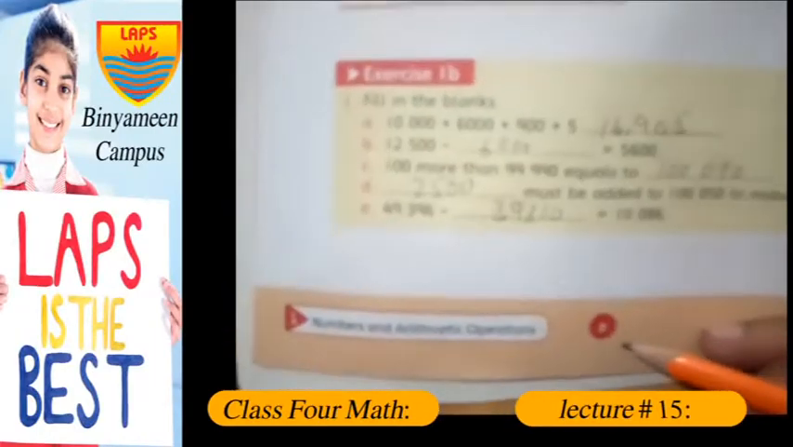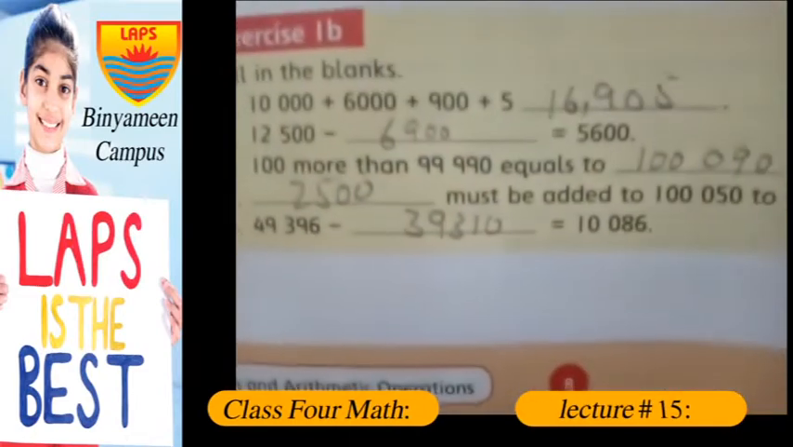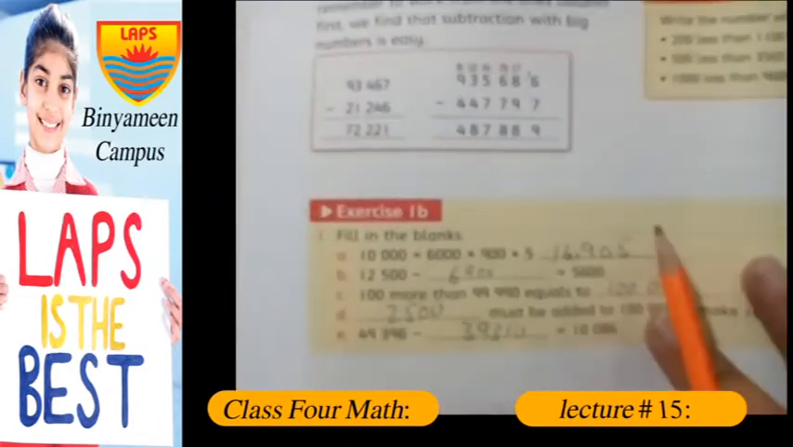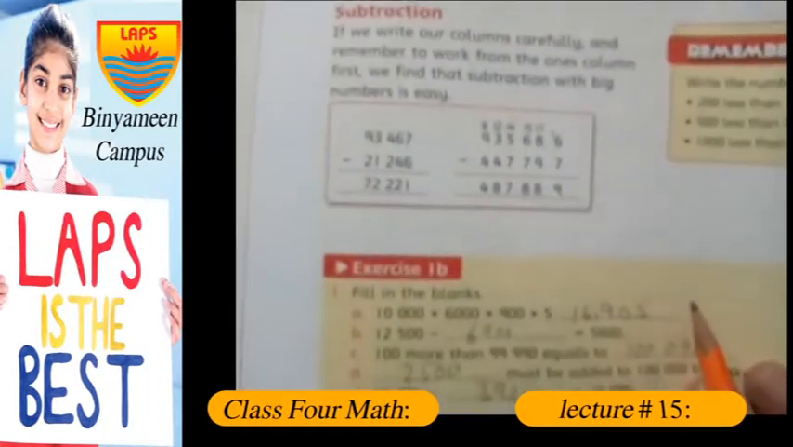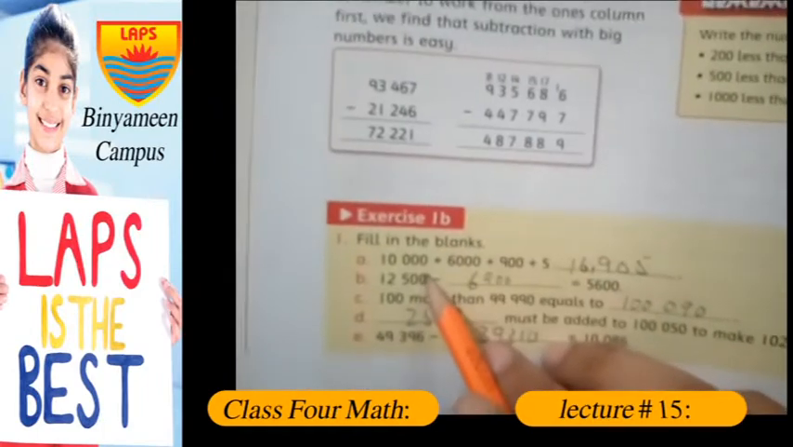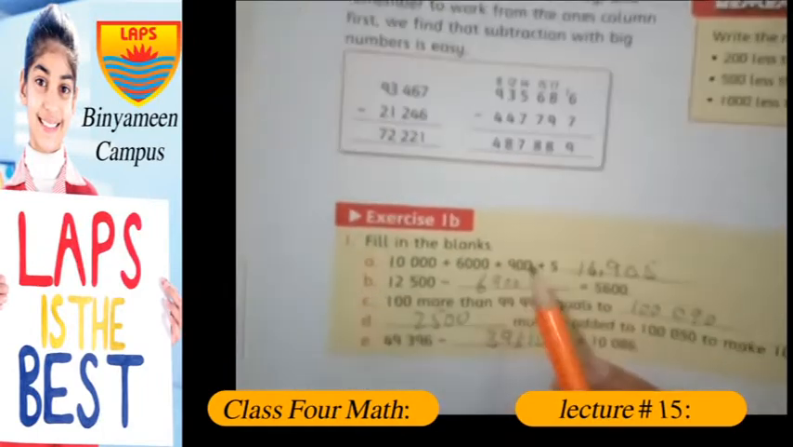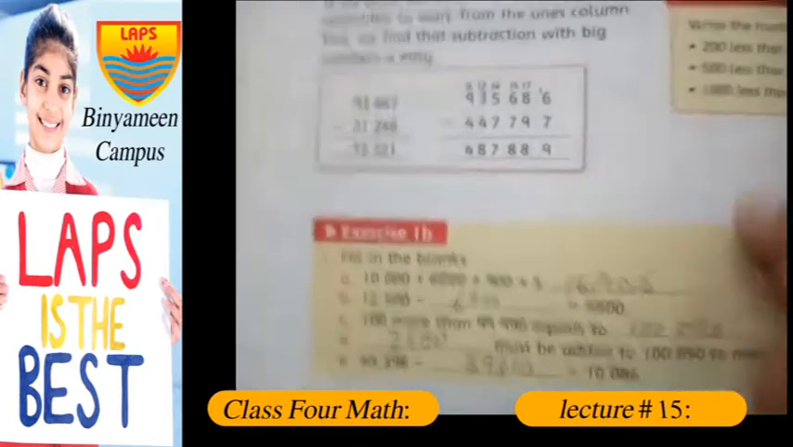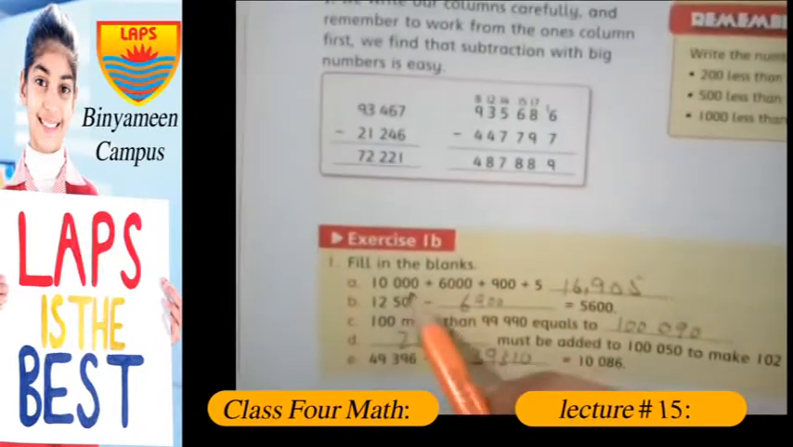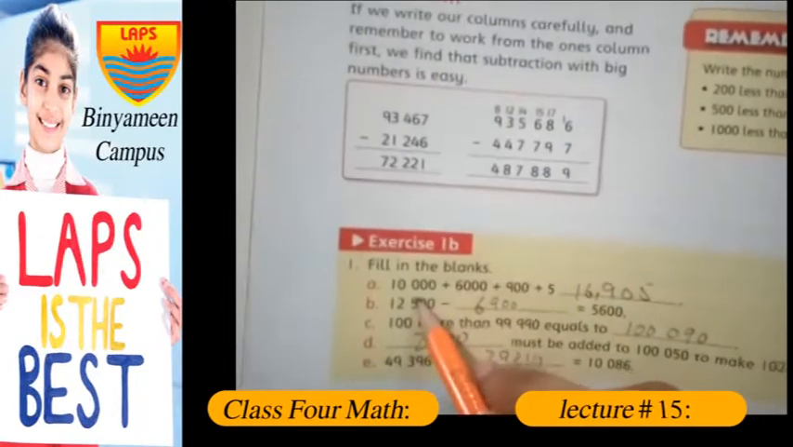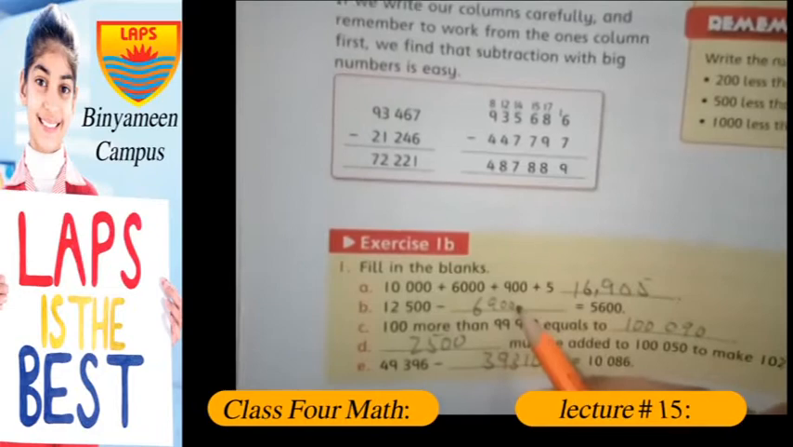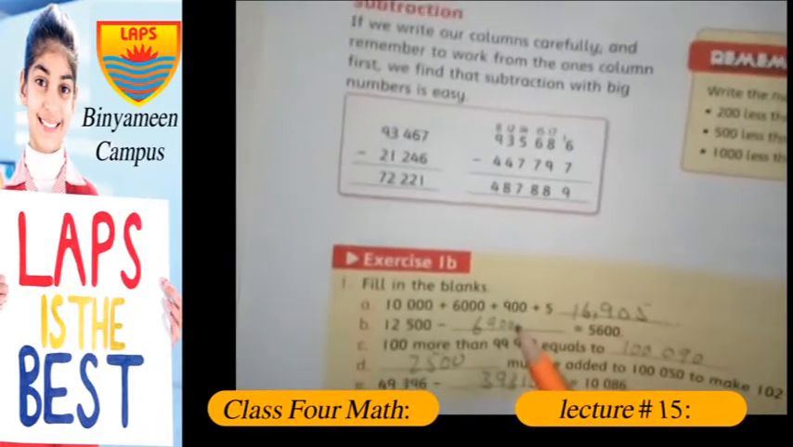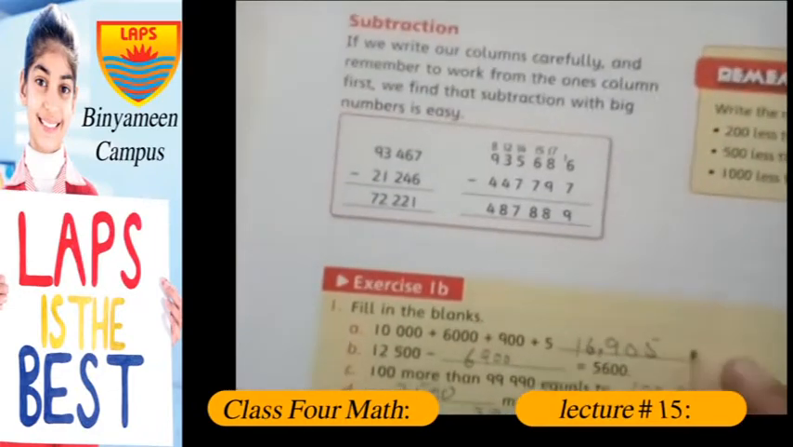If you open your books to page number 8, we will be solving these blanks and the true false. Now the first one says if we add 10,000 and 6,000 plus 905, we get 16,905, because if we add 6,000 to 10,000, we get 16,000 plus 900 makes 16,900 plus 5 makes 16,905.